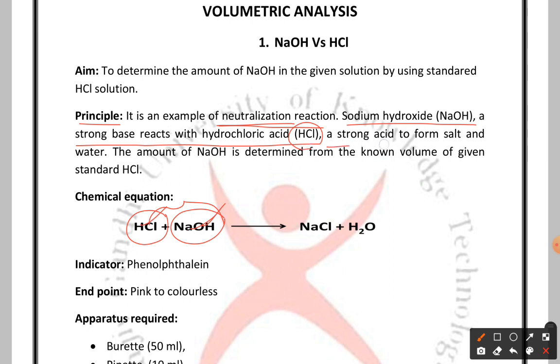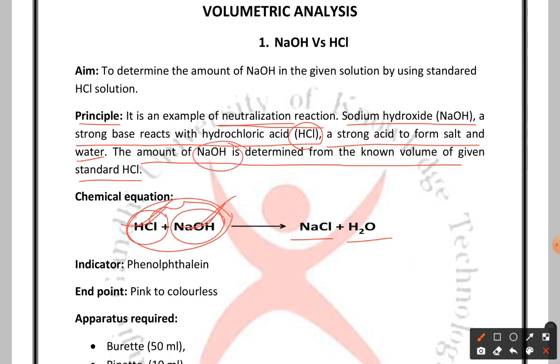HCl is a strong acid, and NaOH is a strong base. They react together to form salt and water. The amount of NaOH is determined from the known volume of the given standard HCl. So here you are going to find out the amount of NaOH by using the volume of HCl. That's why it is called volumetric analysis. You are taking the volume for determining the concentration of an unknown solution. That's why it's called volumetric analysis.